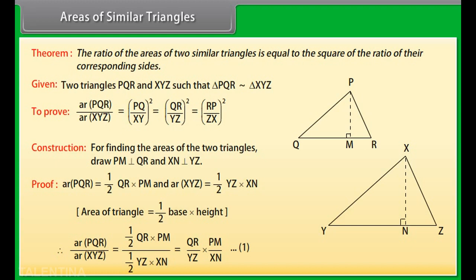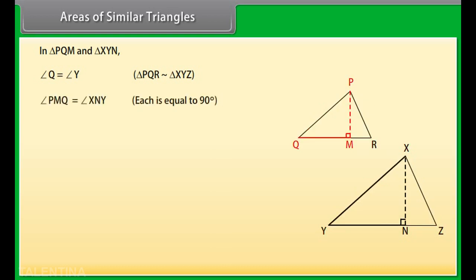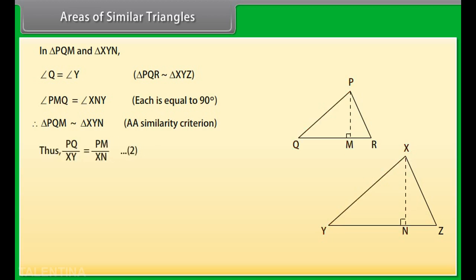Mark it as 1. In triangle PQM and XYN, angle Q is equal to angle Y. Triangle PQR is similar to triangle XYZ. Angle PMQ equals angle XNY, each angle is equal to 90 degrees. Therefore, triangle PQM is similar to triangle XYN by AA similarity criterion. Thus, PQ upon XY equals PM upon XN.